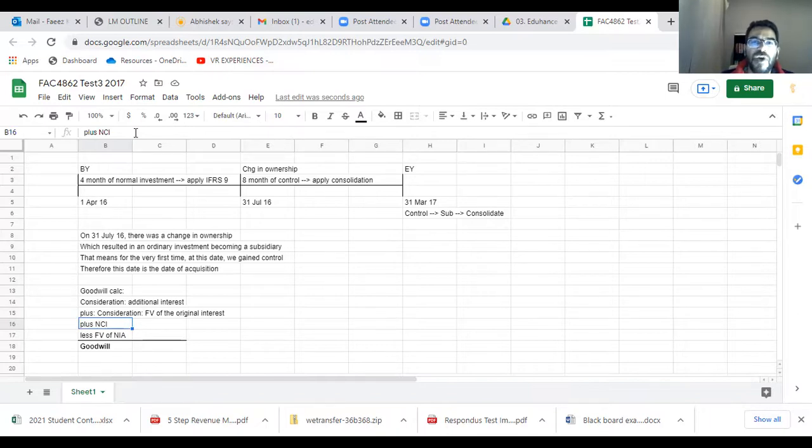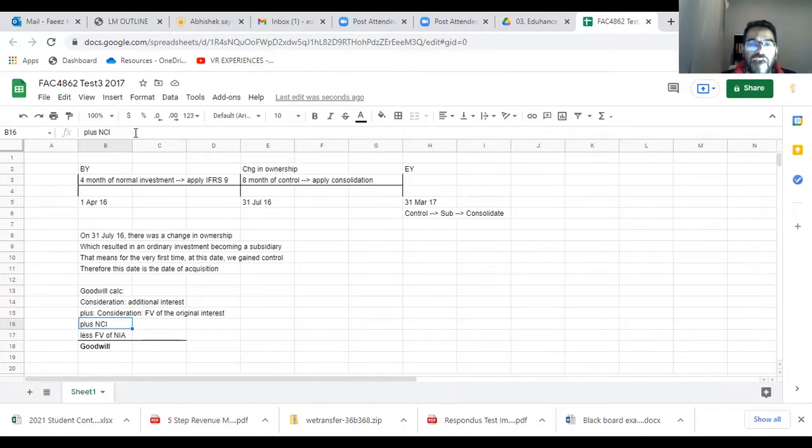So in this scenario, was there a change in ownership? Yes. Question 2, did this change in ownership result in the change of the nature of the investment? And the answer is yes. What do we mean by change in nature? Before and after, was it still a subsidiary? No. Before and after, was it still a normal investment? No. Before it was a normal investment, after it was a subsidiary. So therefore, before and after, the nature of the investment is not the same. The nature of the investment is different. So that means this change in ownership resulted in a change in the nature of the investment.